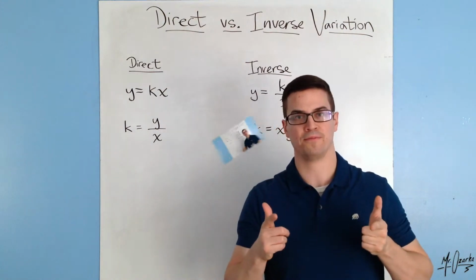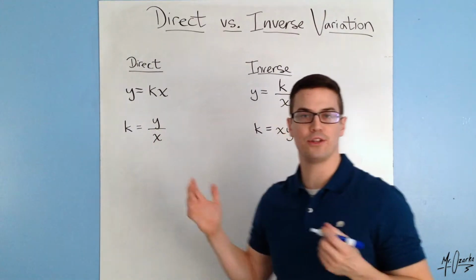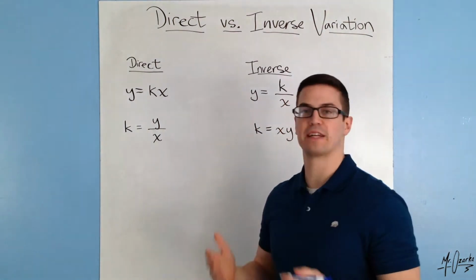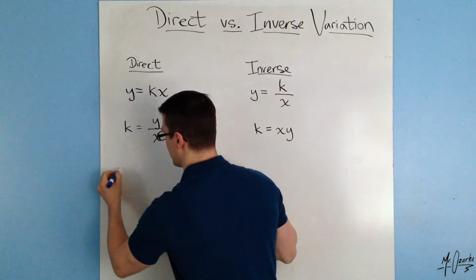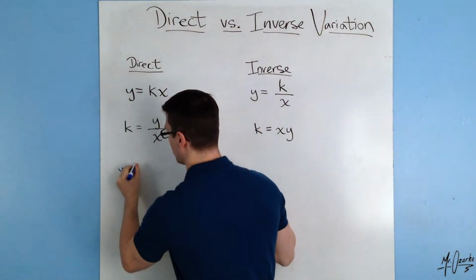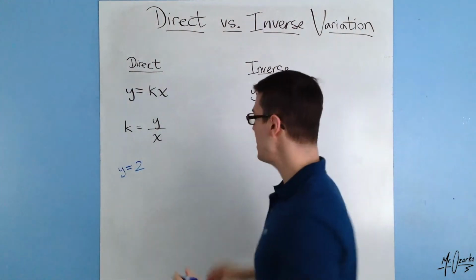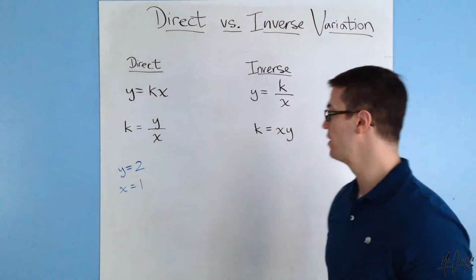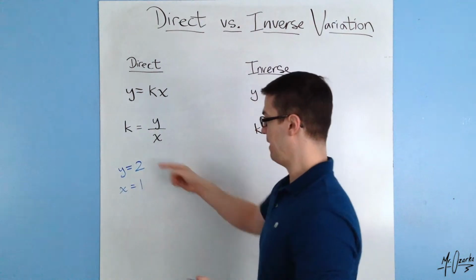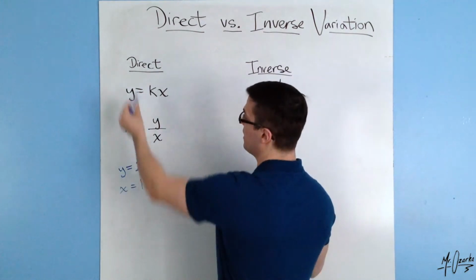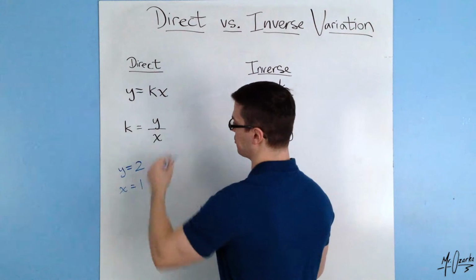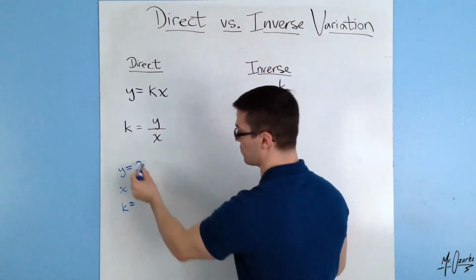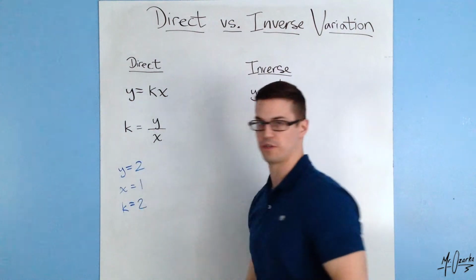Now, what does that look like with problems? Here's an example. For direct, a problem might say x and y are two variables that are in direct variation with each other. So let's say that y is equal to 2 and x is equal to 1. Under this direct variation, you should be able to solve for k.